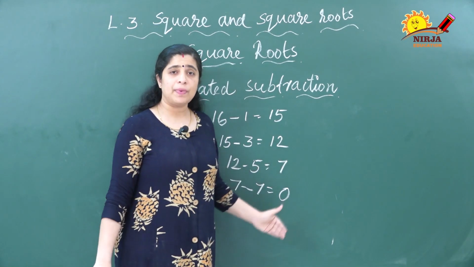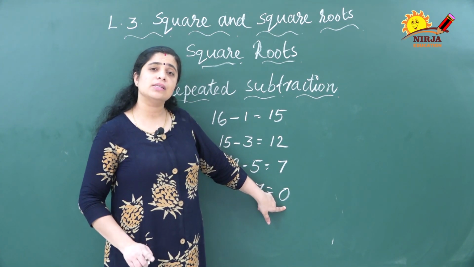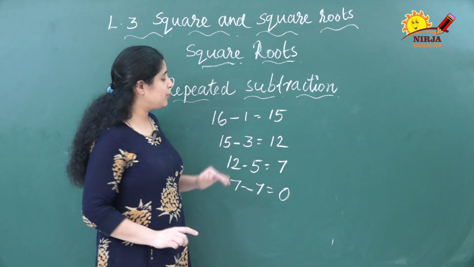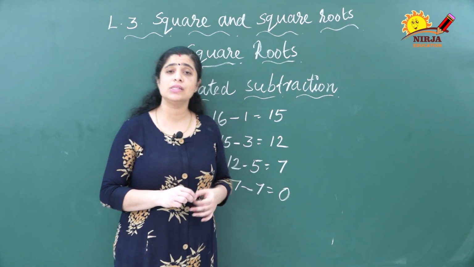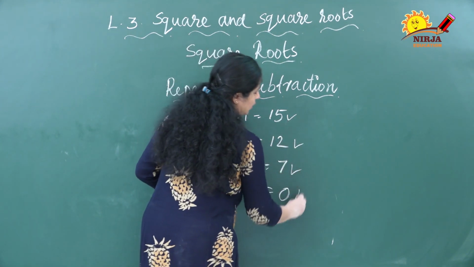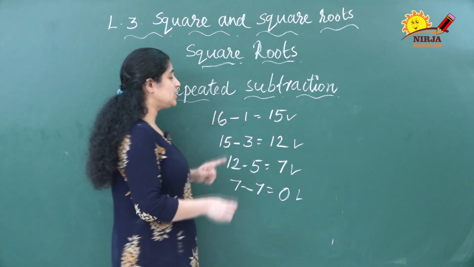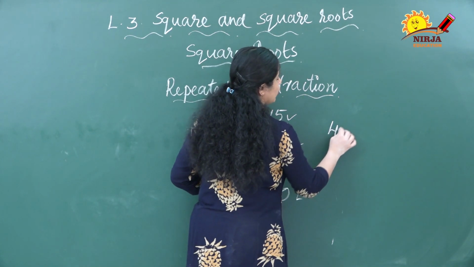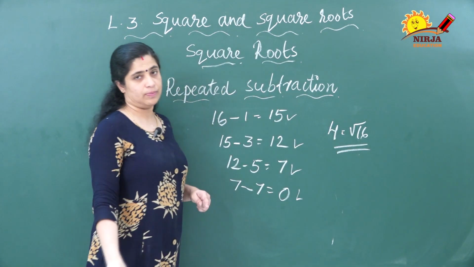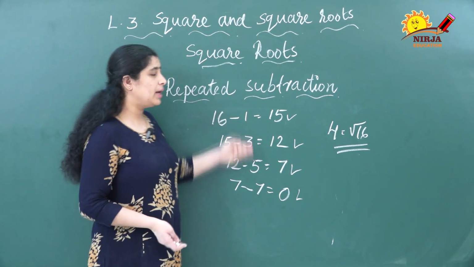You should do the subtraction up to where you get the answer 0. Now you have to find how many times you have done this subtraction. 1, 2, 3, 4. 4 times you have done the subtraction. So 16 is the square of 4, so 4 is the square root of 16. Like this way you can find the square root of a number by repeated subtraction.